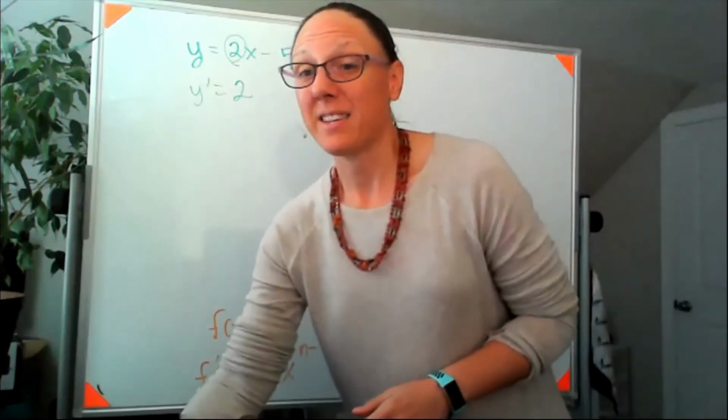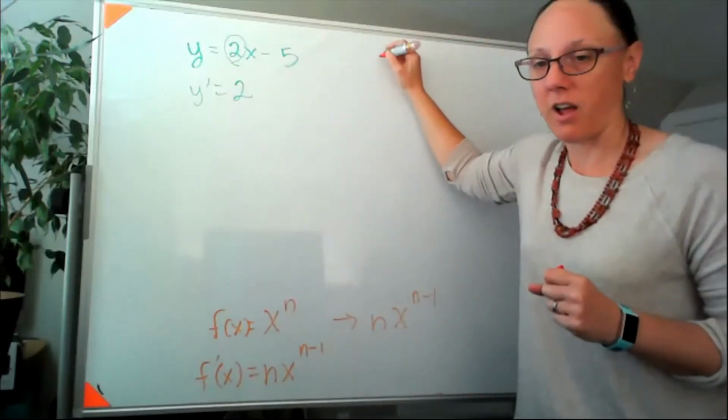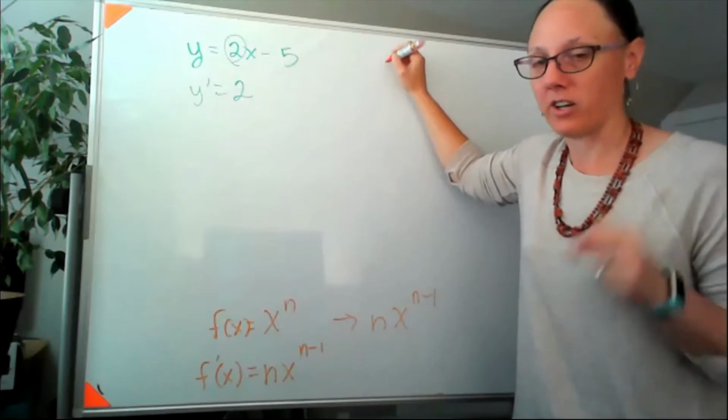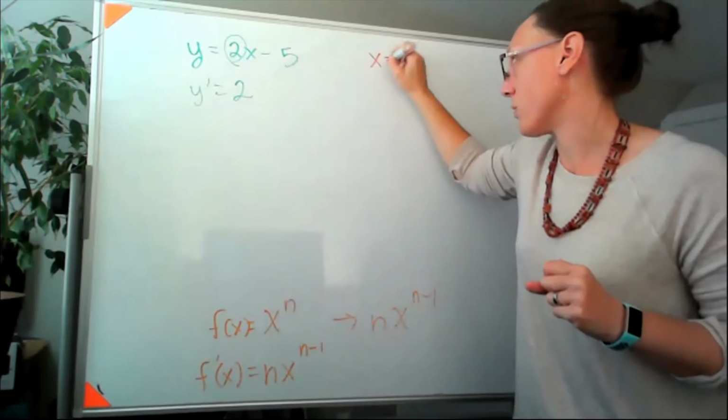Now, in a similar way, I'm going to write another equation of a line. Get ready. You're going to tell me the slope. What is the slope of x equals 5?